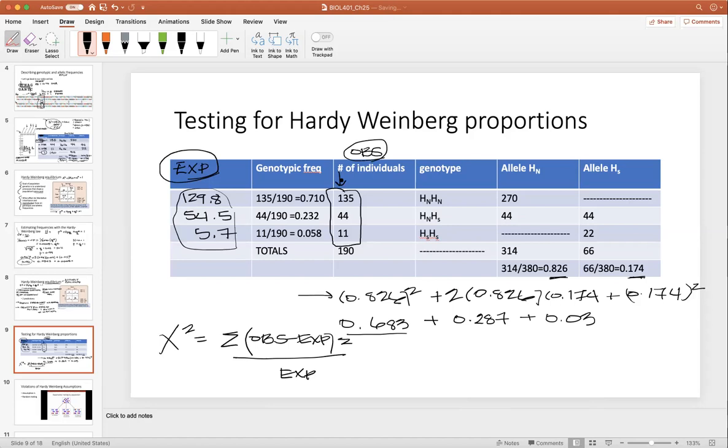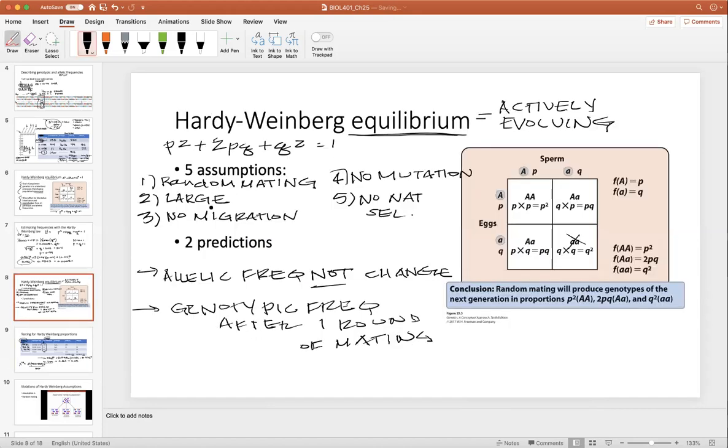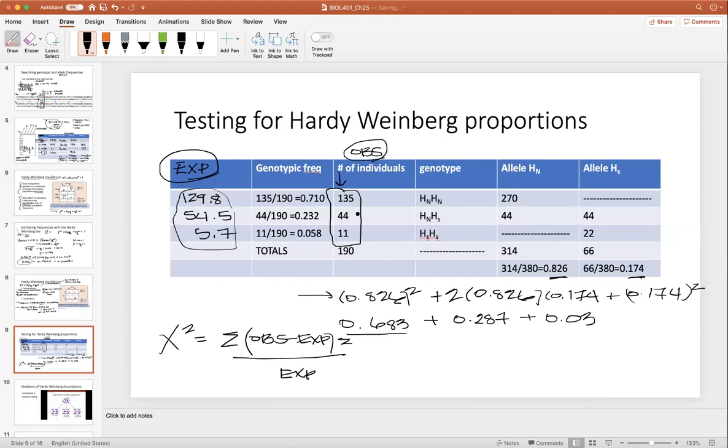So what does that mean? Well, it means that of the 5 things I mentioned, random mating, large population, no migration, no mutation, and no natural selection, one of those things must actually be happening in our population. We must have either non-random mating, or maybe our population is small, or maybe there's some migration, maybe there's some mutation, or maybe there's some natural selection going on, which kind of makes sense since we're talking about a disease. Something is happening that is causing our observed genotypic frequencies to be different than what we expected.